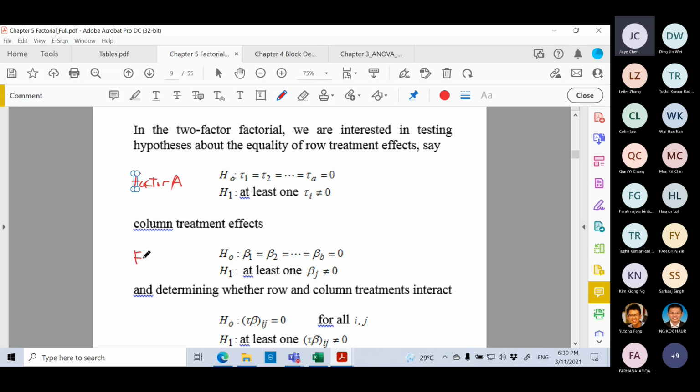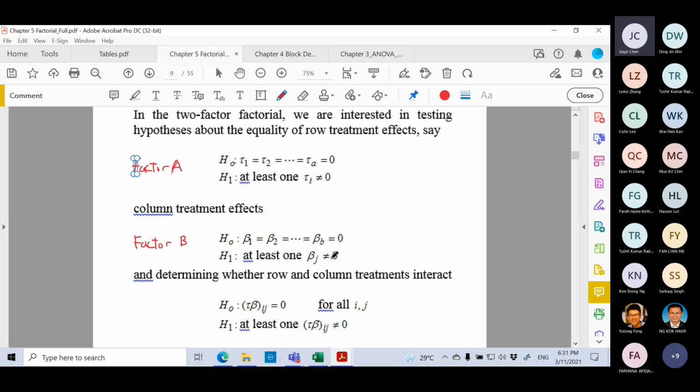Similarly, the second one will be the factor B. This one is for the factor B. I use the notation beta. So if you have beta 1 until beta b equal to 0, okay, then at least one of the beta j not equal to 0. Then after that, if you want to test for the interaction effect as well, you also will write down whether the interaction is significant or not significant. So therefore, you have tau beta ij equal to 0 for all the combinations of i and j under the H naught. After that, the H1 is at least one of the tau beta not equal to 0.